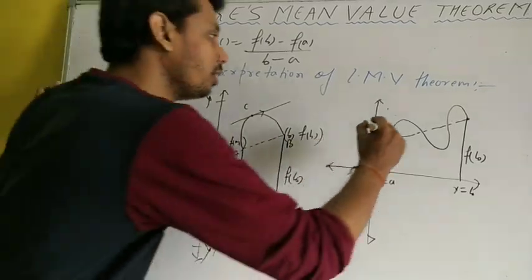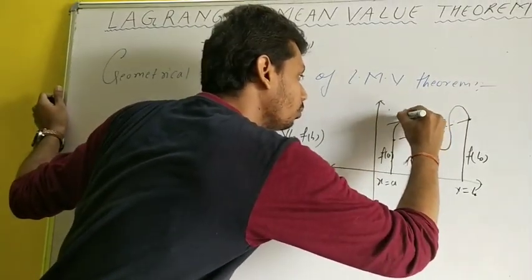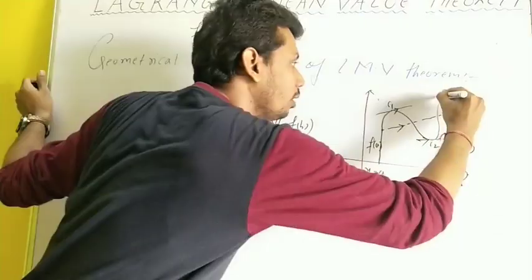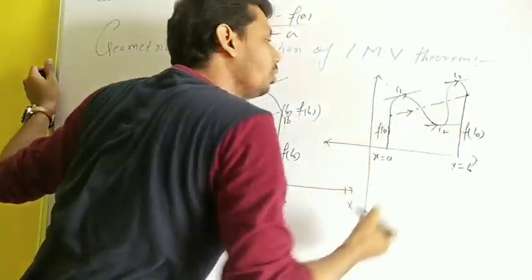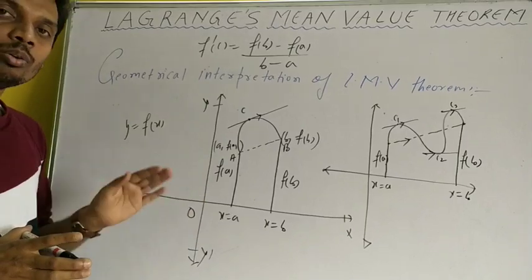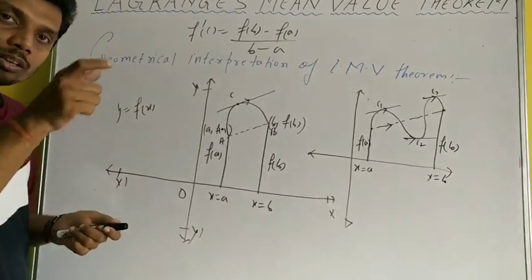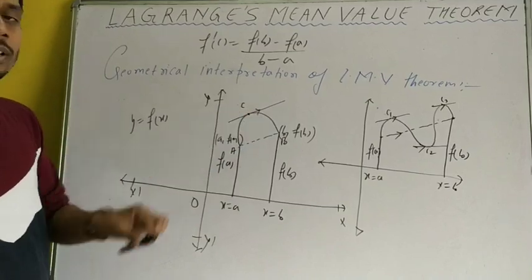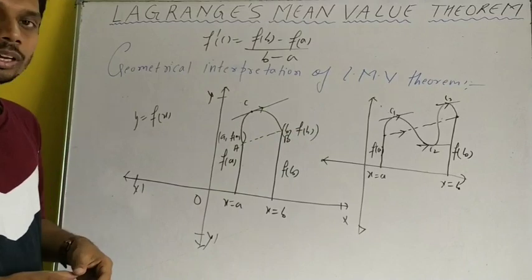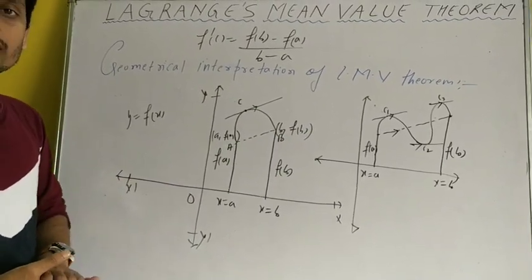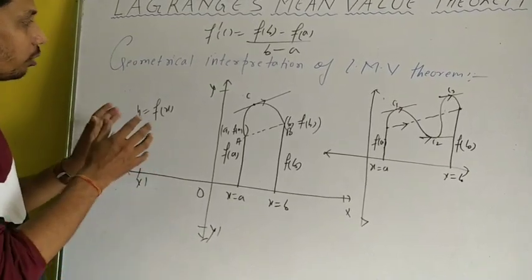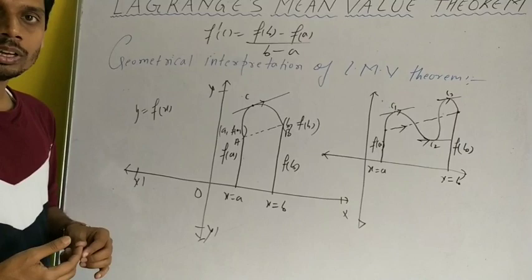If we see this figure, this is a tangent, this is a point c1 parallel to this chord, this is a point c2 parallel to again this chord, this is point c3 parallel to this chord. So at least one point we will be getting on the curve, where if the tangent is drawn, then that tangent will be parallel to this chord. It can be more than that also. You can see both the figures. So this is the geometry of Lagrange's mean value theorem. Now let us discuss the numericals based on LMV. Then we'll start with the questions of NCERT.